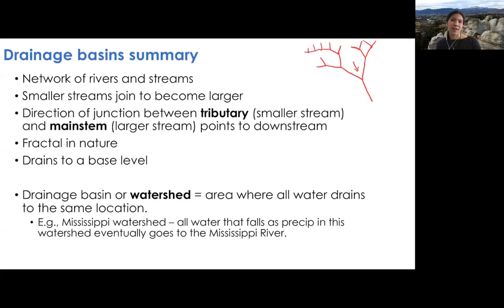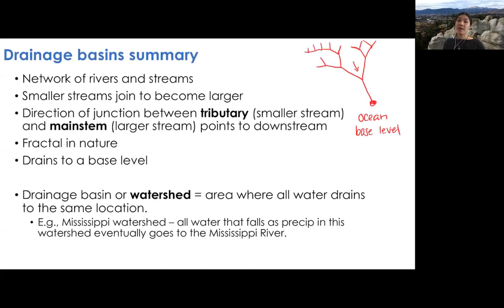And then the other thing, which wasn't necessarily apparent from those pictures, is that drainage networks are going to drain to a base level. So the end of the drainage network is going to be some body of water, ultimately the ocean, which is the global base level. But you may have some streams that drain into a lake, which forms a local base level. However, that lake, in most cases, eventually drains to the ocean.